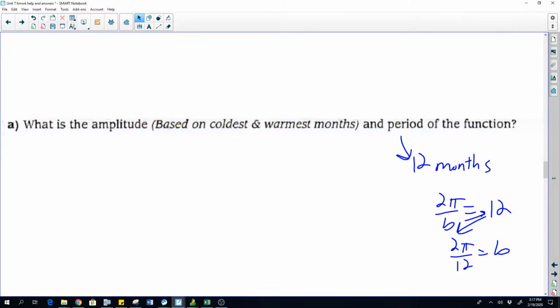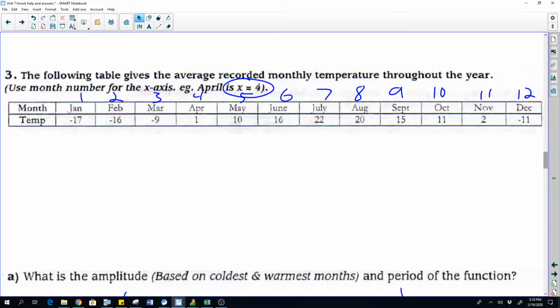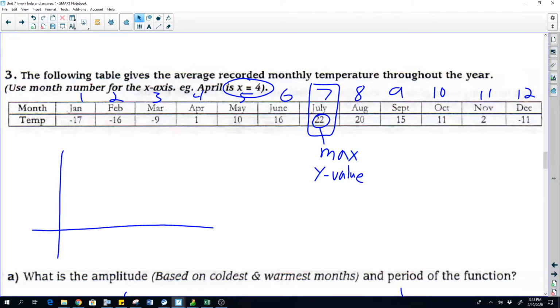Now the amplitude has a special formula that you want to memorize for the test. It's the maximum minus the minimum divided by 2. So we have to find which is our maximum. July 7th has a temperature of 22 degrees, so that's our maximum y value. That's important, because when you do your graph, how do you know if you want to use the 7 or the 22 in the formula?